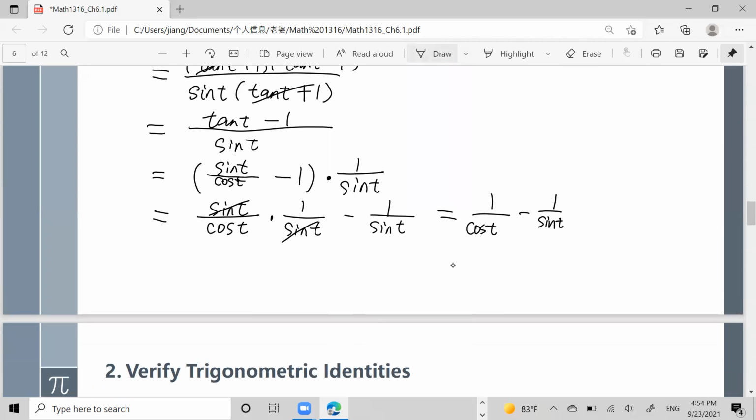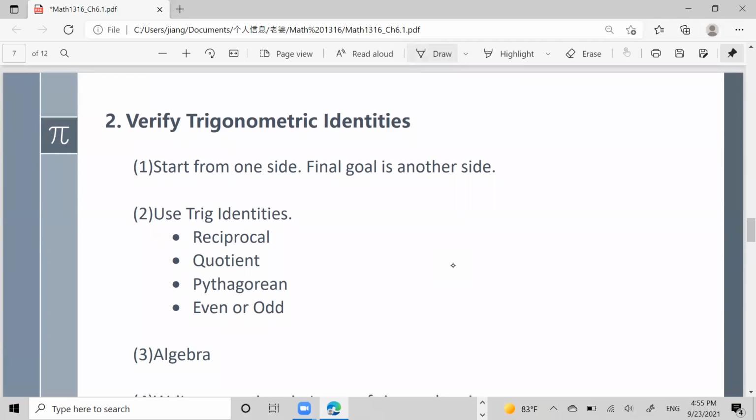If I don't like the fractions, I can convert to the reciprocal. So 1 over cosine t is secant t, and 1 over sine t is cosecant t. So this is the solution of the question. Let's move on to the next part.